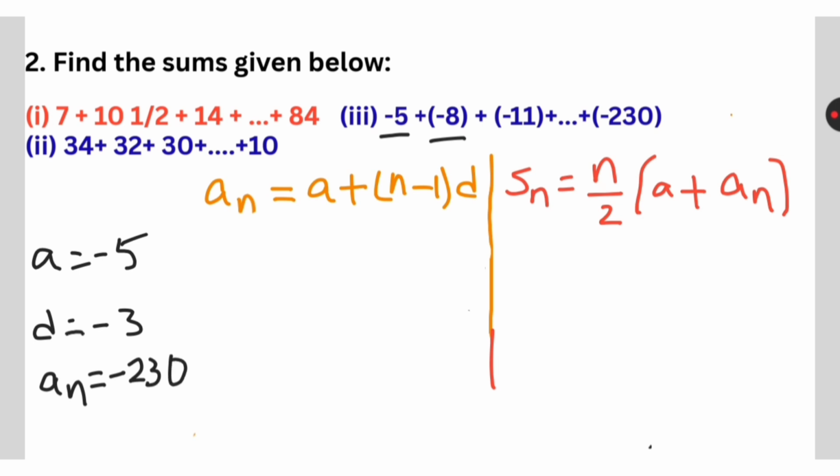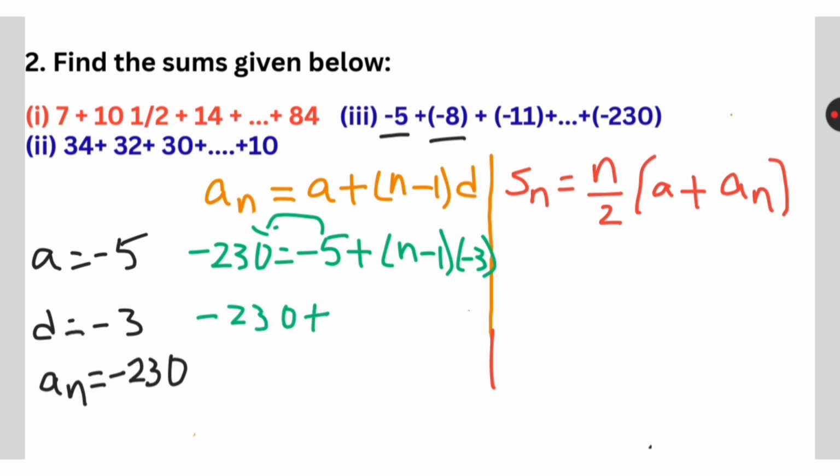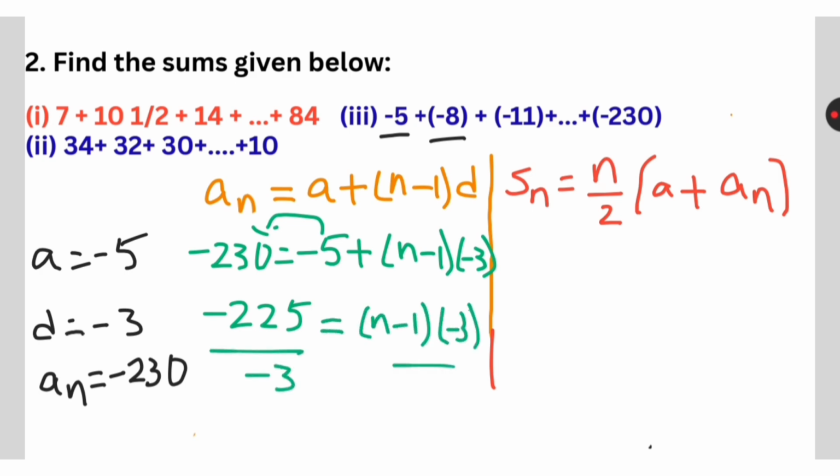So let's substitute first, find the n. Minus 230. So that is equal to minus 5 plus n minus 1 into minus 3. So minus 5 sent to left hand side become plus 5. So minus 230 plus 5, which gives minus 225. So that is equal to n minus 1 into minus 3. So both sides divide by minus 3. Here minus 3 gets cancelled. So we left only n minus 1 on the right hand side. Here in the left hand side minus gets cancelled.